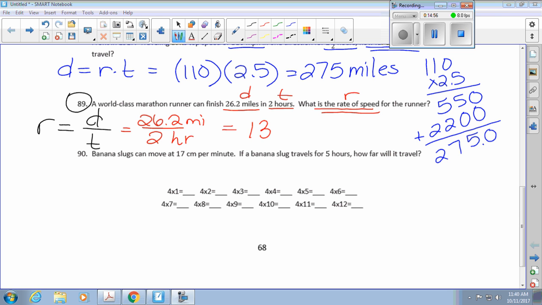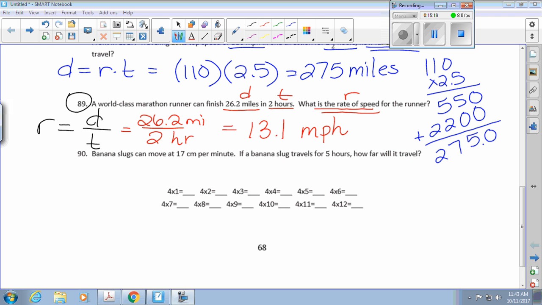Yep, 13.1. And it was looking for the rate of speed. So what would our unit be there? Our rate unit, I should say. 13.1 miles per hour. Very good. Miles per hour, and some people might even write it like this, mph, which is perfectly fine. Okay? Any questions?